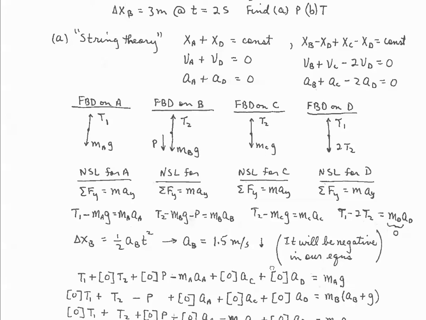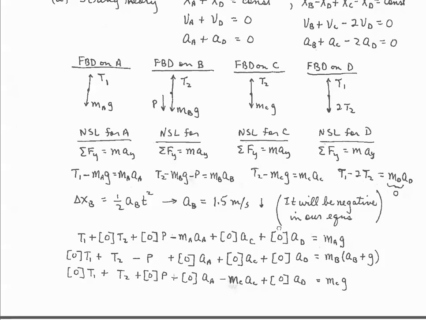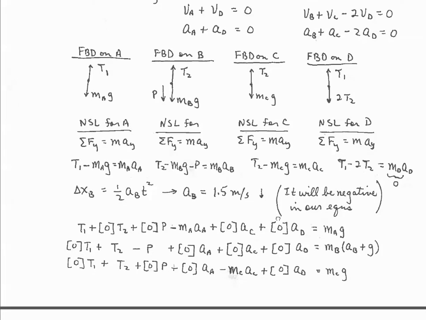So what I'm doing next is setting up the simultaneous equation solutions, where we're looking at our unknowns as being T1, T2, P, A sub A, A sub C, A sub D. So there's 1, 2, 3, 4, 5, 6 unknowns, and we should have 6 equations.